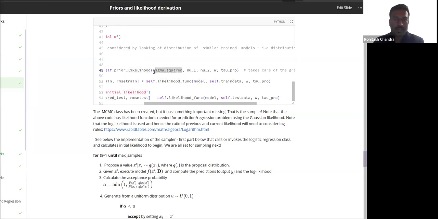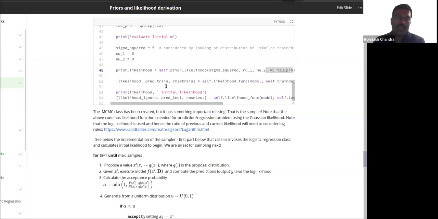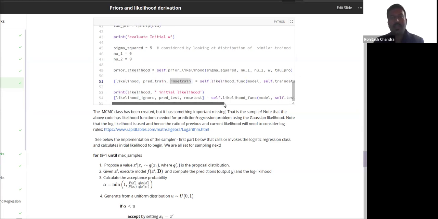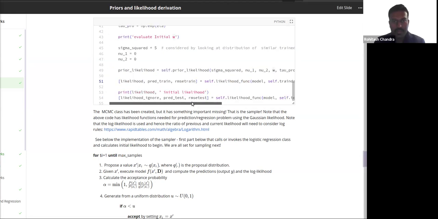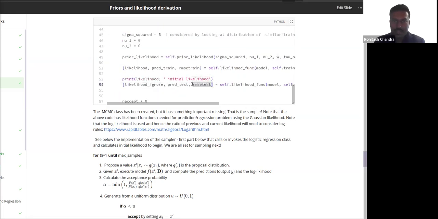So what it takes is the sigma squared, the nu1, nu2, taus, and the likelihood function. It will give you the likelihood, the prediction train and the RMSE. And the likelihood function can take data, so you can give it either the train data or the test data, and whatever tau was proposed, whatever set of weights and biases. When you do a likelihood on the test data, that's not really needed.